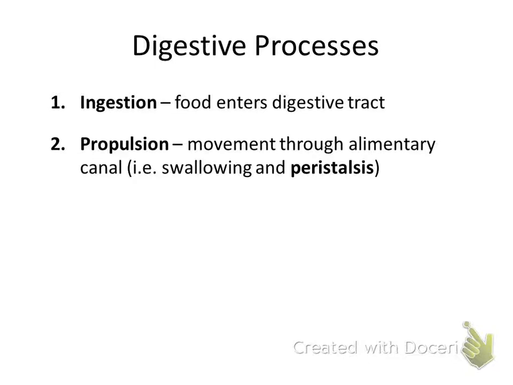We have to move the food through this tubing of the alimentary canal or GI tract, so we're going to call that movement propulsion. And I have 2 specific examples on the slide. Notice I have swallowing and peristalsis. Swallowing is something we're going to talk about more next time. Our fancy term for it is deglutition.